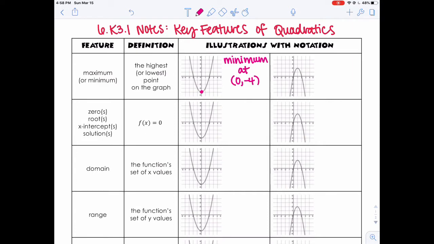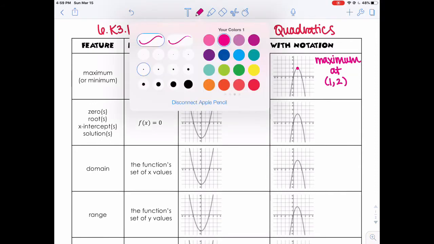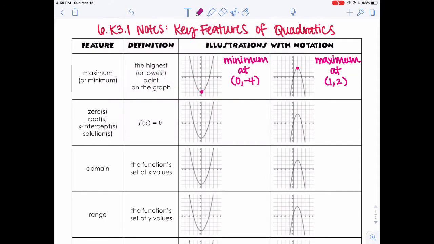Okay, so this is either the highest or lowest point on the graph. Our second example, does that have a maximum or a minimum? This one has a maximum. Great job. And where is it located? Its coordinates are at 1, 2. A maximum at 1, 2. So similar to absolute value, minimum and maximum.